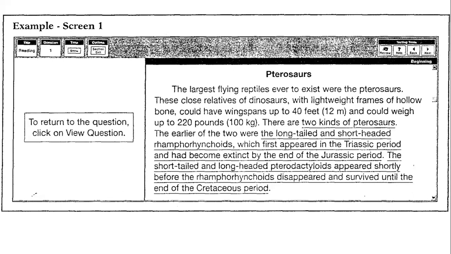The short-tailed and long-headed pterodactyloids appeared shortly before the rhamphorhynchoids disappeared and survived until the end of the Cretaceous period. Cretaceous, yes. Thank you, teacher.